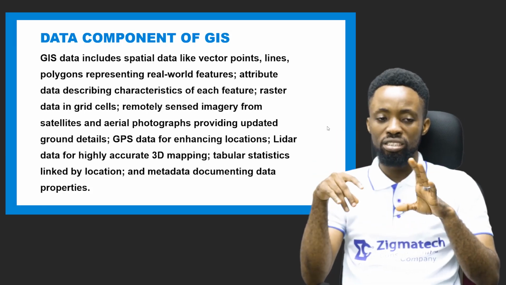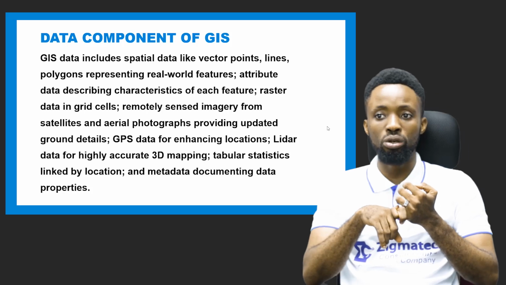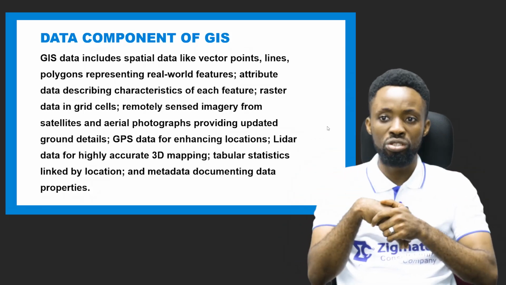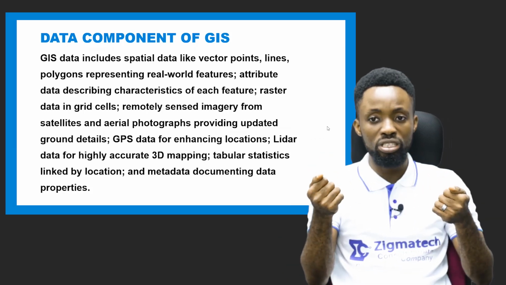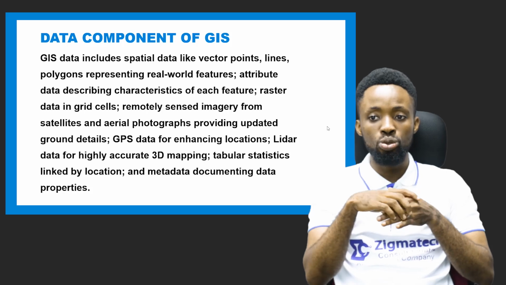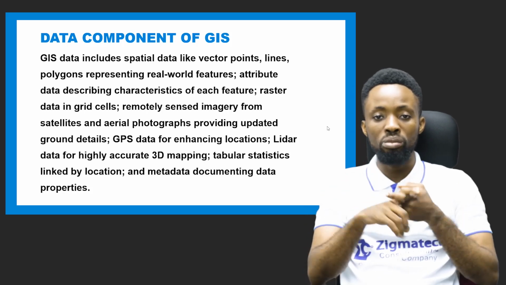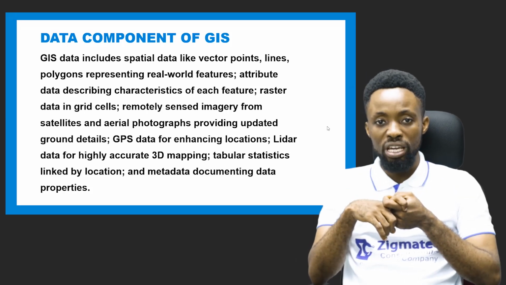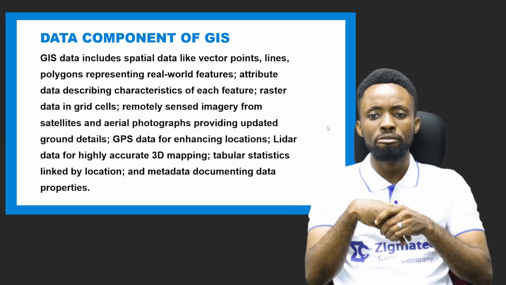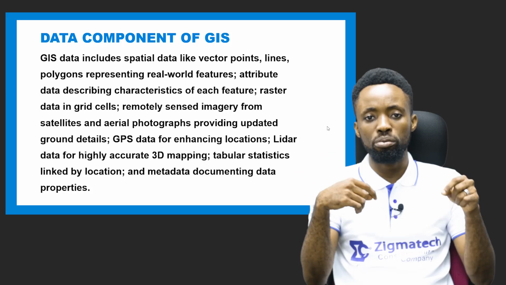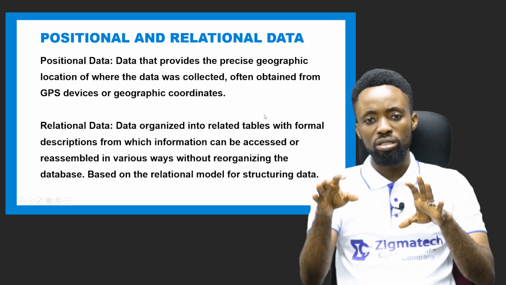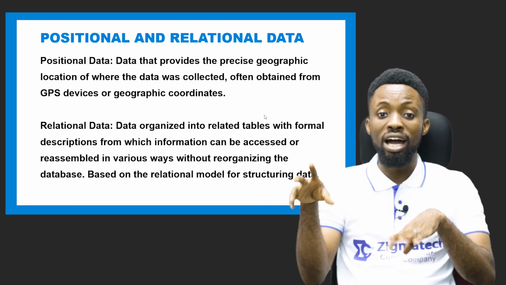So GIS data can also include things like spatial data like vector, points, lines, and polygons, that we use on a map to represent real features. They are also GIS data. And also we use the data that we get to enhance location. We use it for making accurate maps. We use it to create satellite images and satellite photographs. We use all of this data to present meaningful information that we use for our day-to-day life. Now let's look at some of the data types we have in GIS.